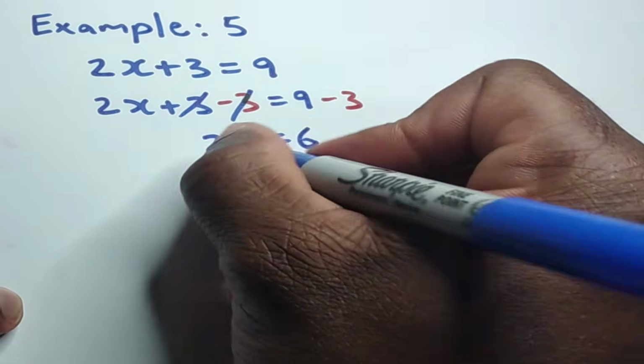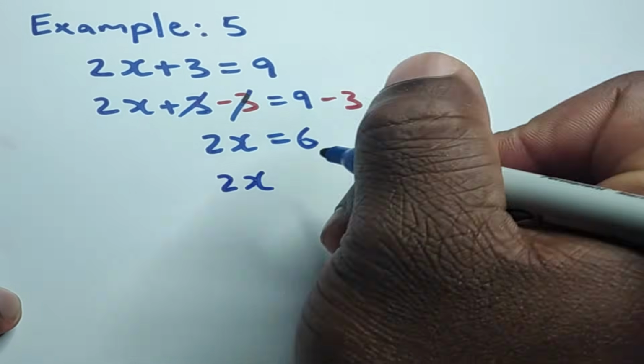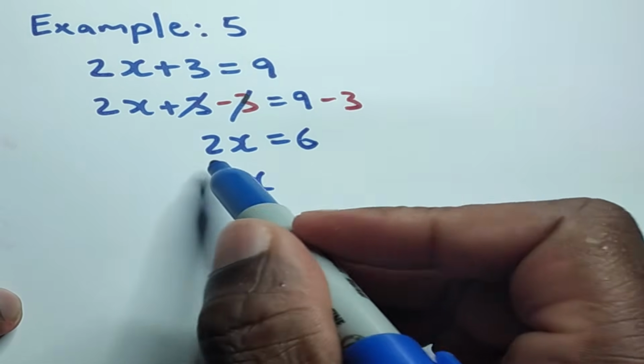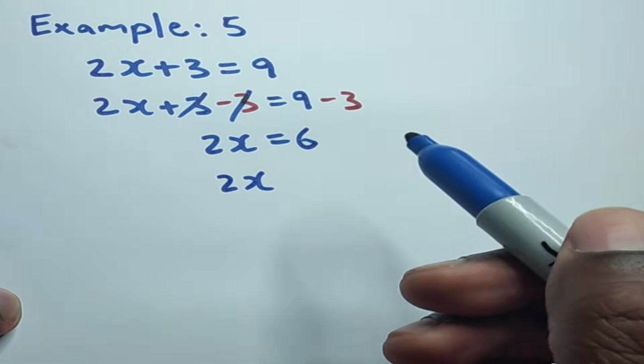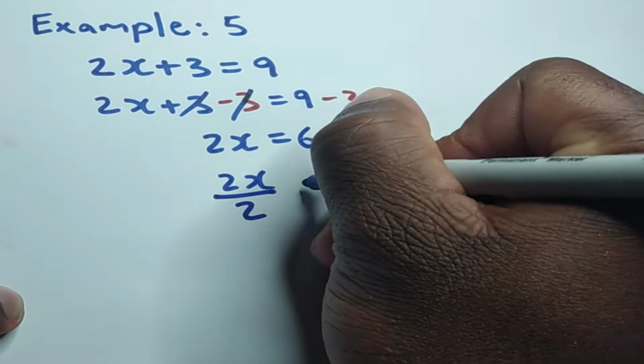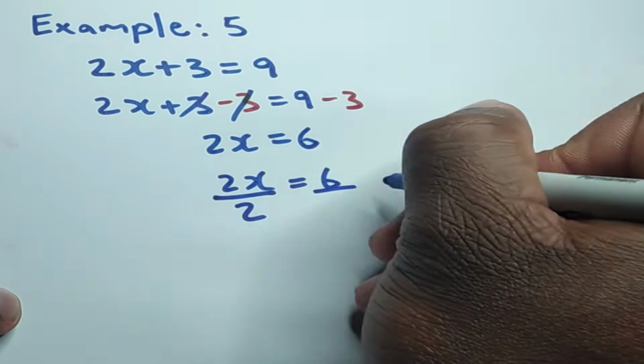So in order to get rid of the 2 right here, we are simply required to do what? Do the opposite of the operation that is taking place. So 2 times x, that's multiplication. The opposite of this would be division. So we can divide both sides by 2.